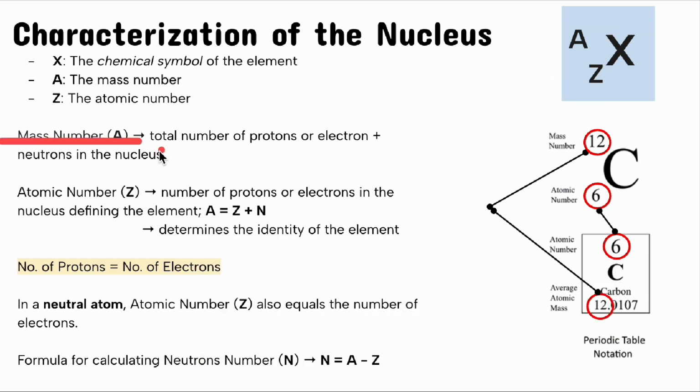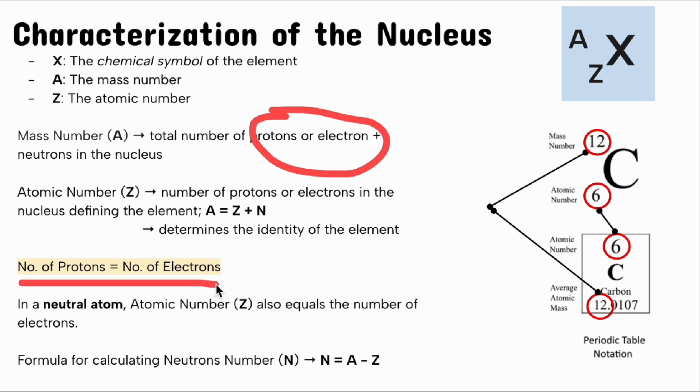Mass number can be calculated by the total number of protons plus neutrons in the nucleus. Now, the reason why I say protons or electrons is because number of protons is equal to number of electrons. So let's say a question says that the number of protons is, in this case, for a carbon atom, 6. Then number of electrons would be 6 as well.